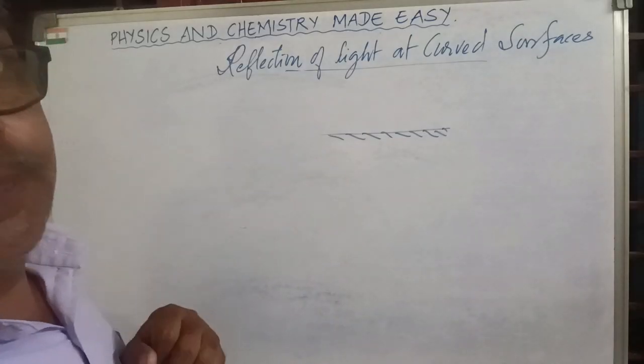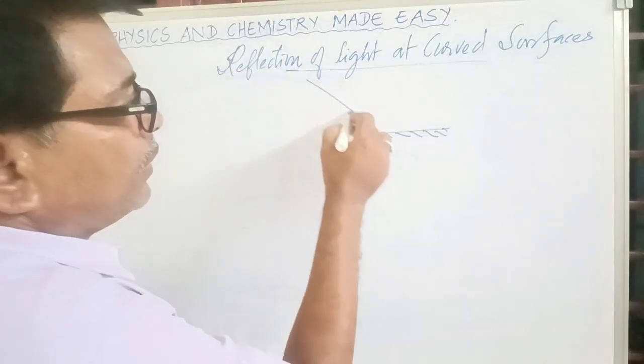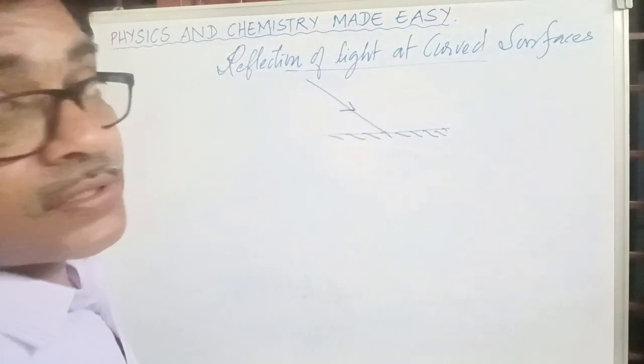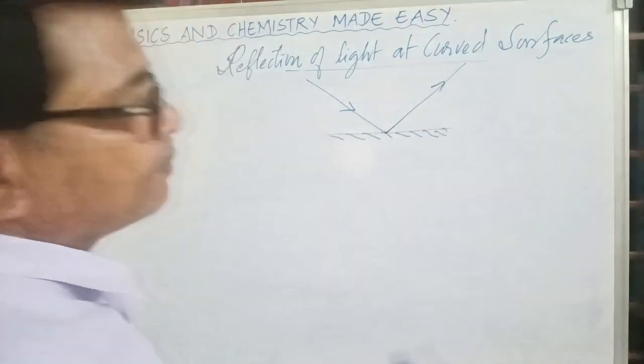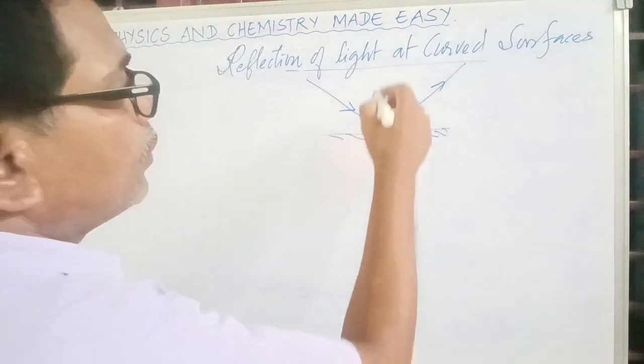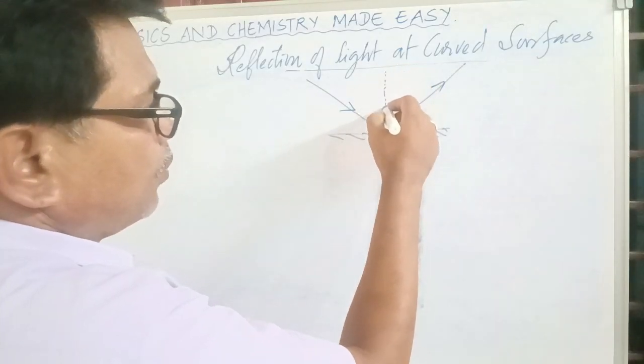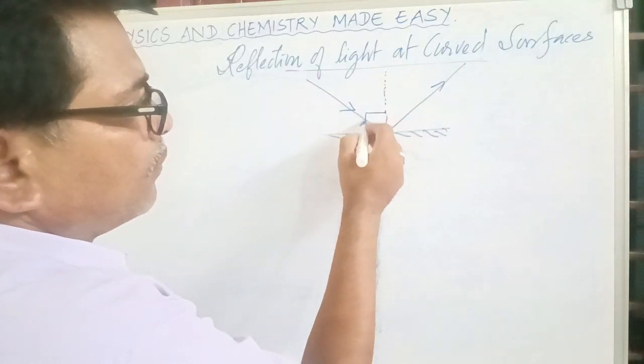So this is a plane surface. When a light incident ray falls on a plane surface, it gets reflected. It bounces back. Reflection means light bouncing back. So if you draw a normal at this intersecting point, a normal which cuts at an angle of 90 degrees.